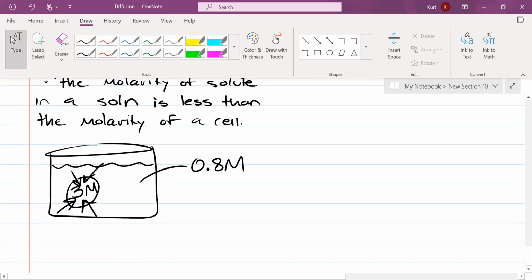When will the diffusion stop? When it's equal. Yeah, when it's equal. 0.8 is going to go up and 3 is going to go down until it's diluted. The cell will swell. Sometimes it might burst. This is called lysis. It might split. I had a student say a long time ago, hypo like a hippo, swells up like a hippo.